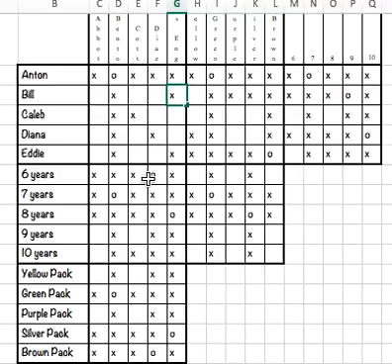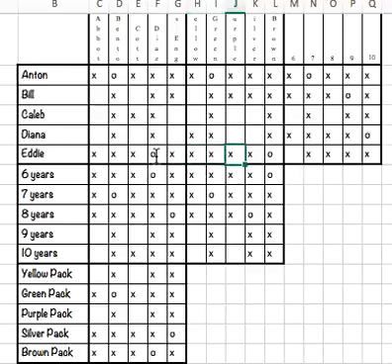And then we could do the same thing with the 6-year-old. The 6-year-old we know has the brown backpack. So let's put it over here. He has a brown backpack, so we put an O there. And X's in the rest of that row, and X's in the rest of that column. And so now we know the 6-year-old is in Mr. Diaz's class, and he has the brown backpack. And from here, we know that's Eddie. So Eddie has to be in Mr. Diaz's class. So we put X's in the rest of that row, and X's in the rest of that column.